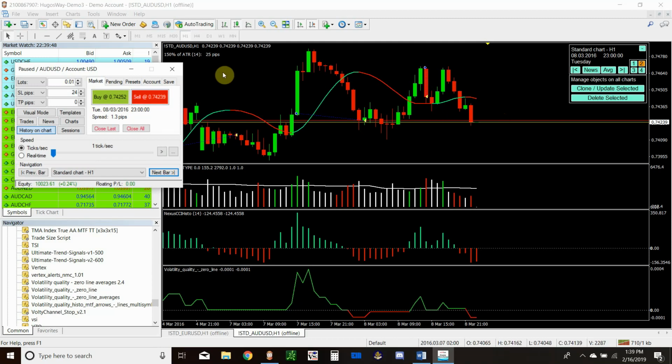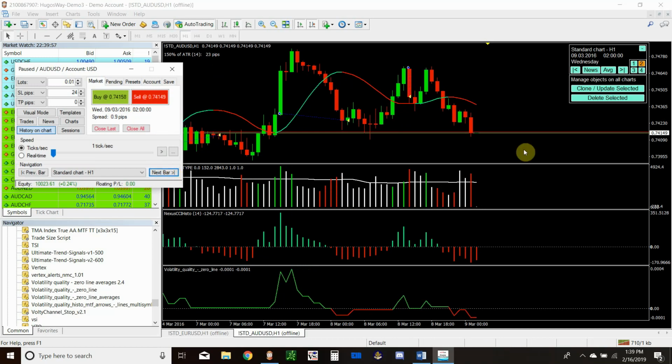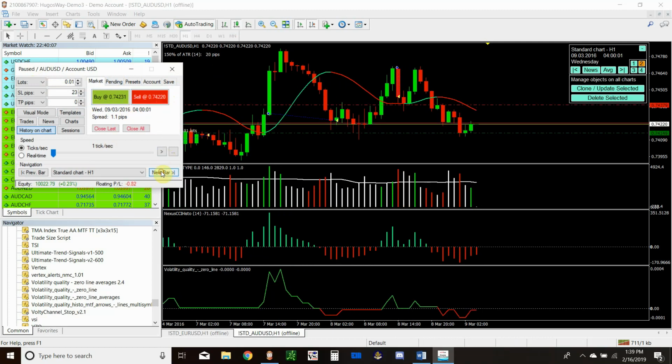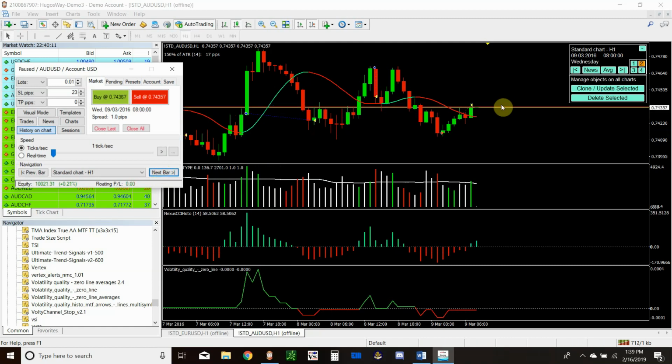Okay, so we're going to go ahead and enter a sell here. Oh wait, actually we're not because we don't have volume above the moving average yet. There we go, now we do. Okay, so we'll go ahead and enter a sell here. We're at 23 pips. Sell. And we got stopped out.